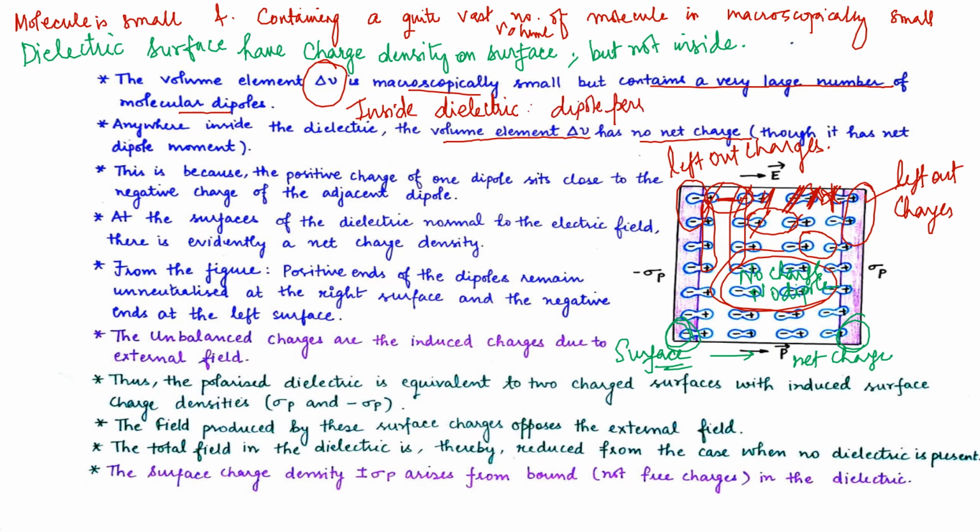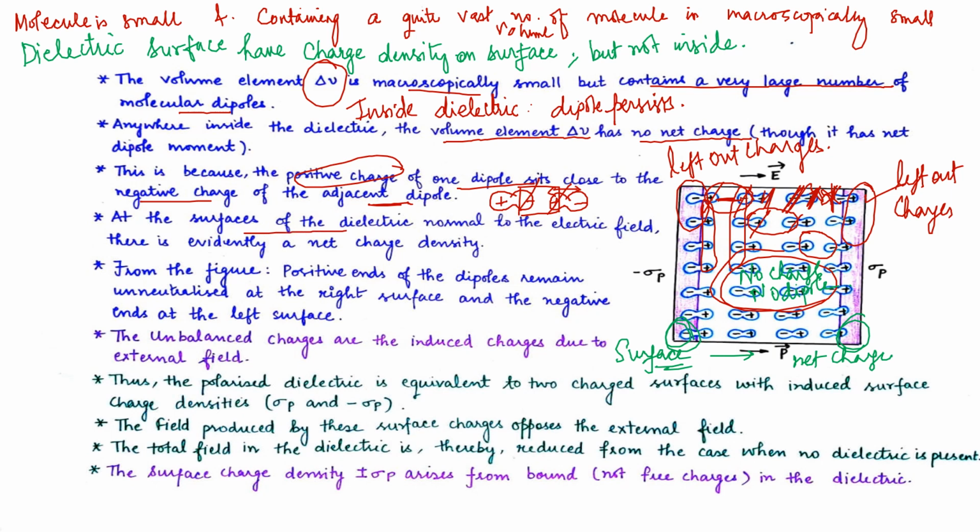Dipoles persist because the positive charge of one dipole sits close to the negative charge of the adjacent dipole. As I have already told, these are the dipoles, positive, negative, positive, negative. The distance between the dipoles is more than the distance between adjacent charges of neighbouring dipoles, so these will cancel out their effect.